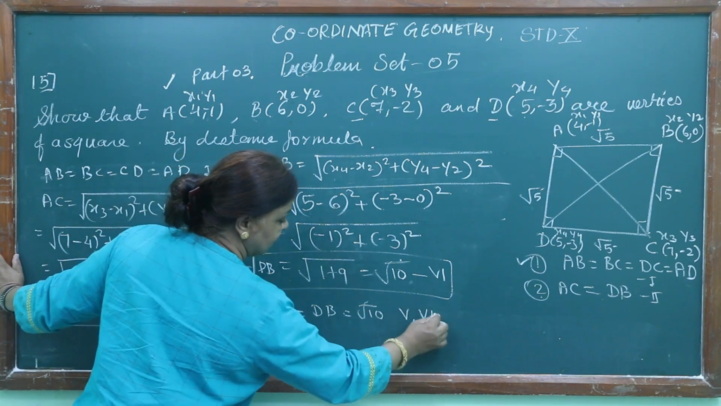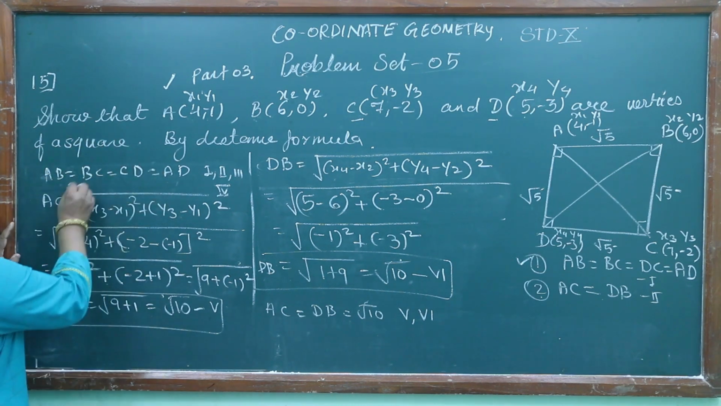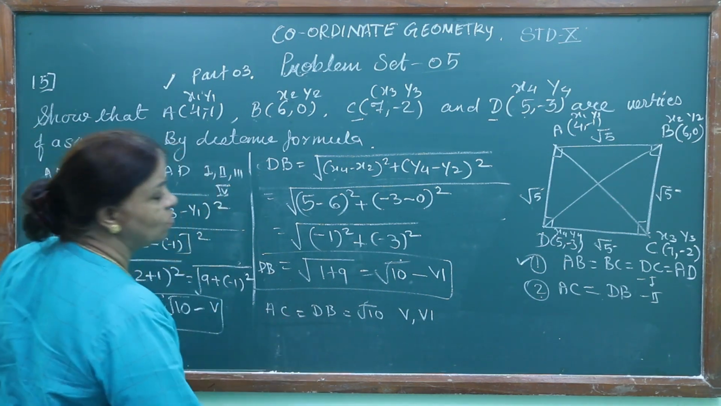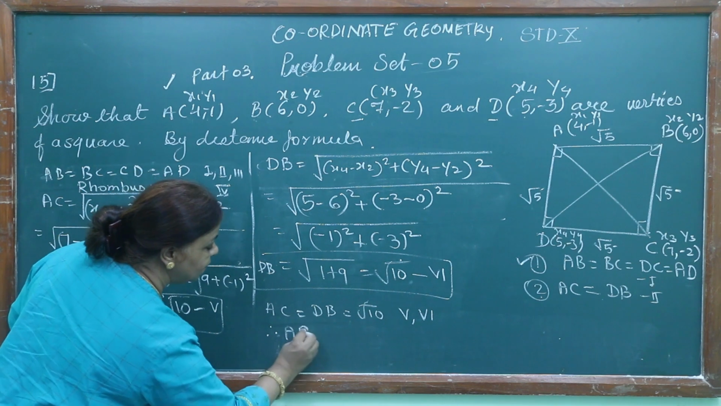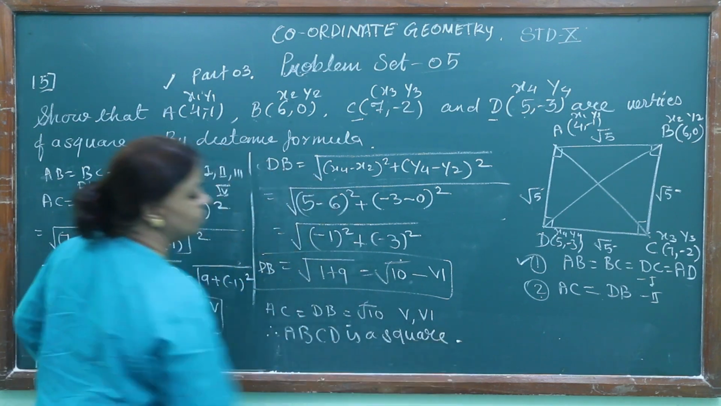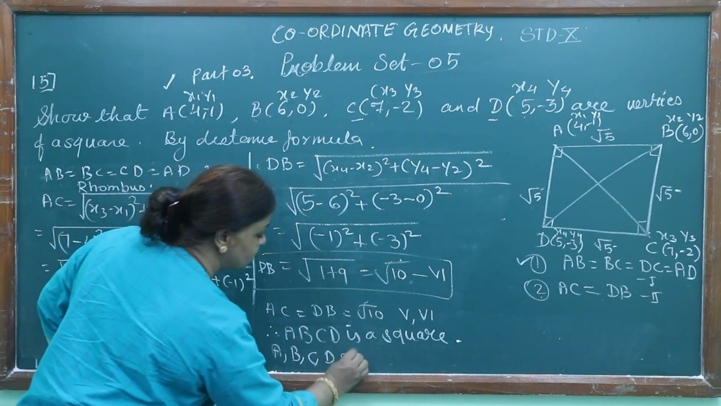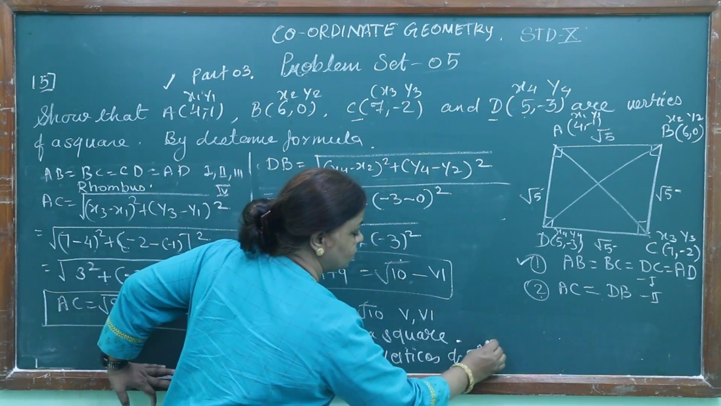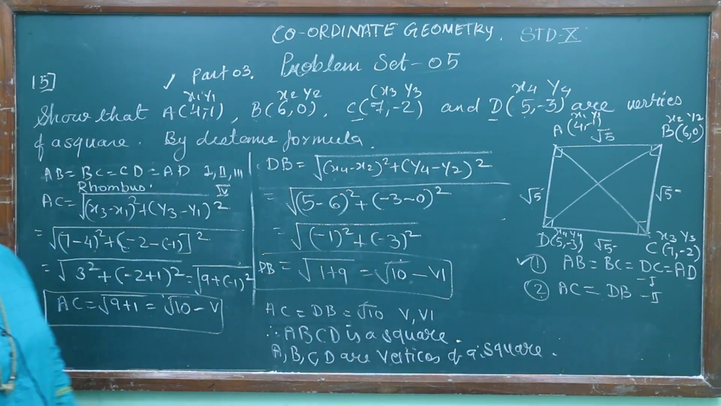From where? From fifth and sixth. So see, if AB is equal to BC equal to CD equal to AD, then we can say it is a rhombus. In a rhombus all sides are equal, but even the diagonals are equal. So if diagonals are equal, that means ABCD is a square. I discussed this with you before. And A, B, C, D are the vertices of a square. Children, you can pause and you can solve the sum.